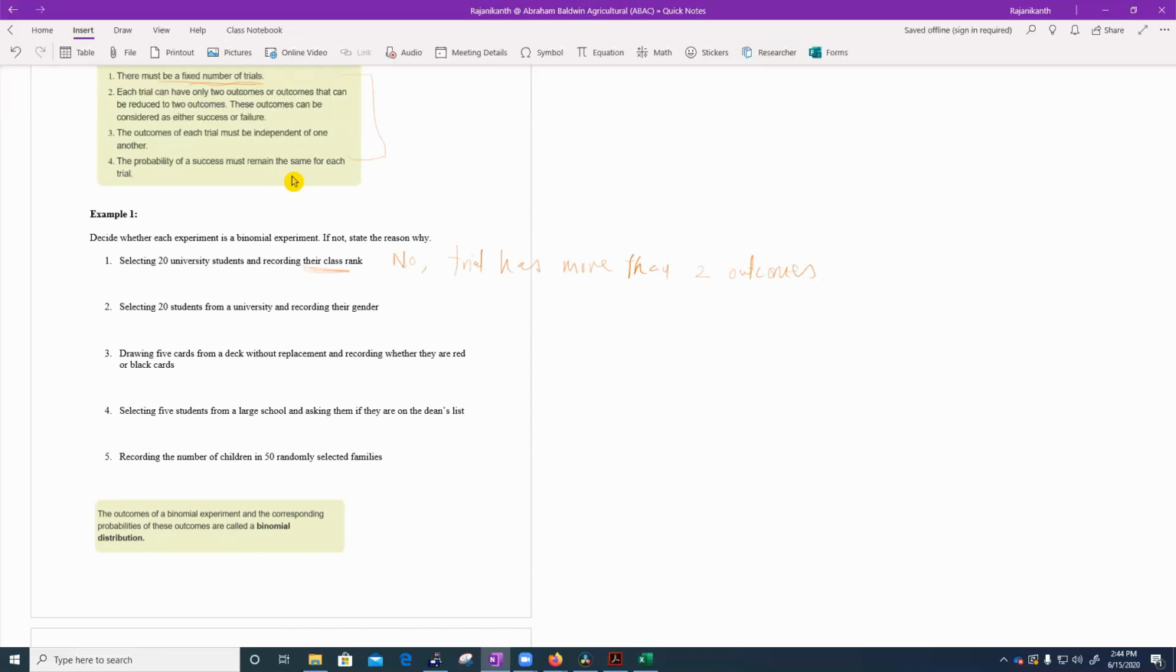If you look at property number 4, the probability for each trial should be the same. Yes, correct. We are looking at the sex of the student, so there is a fixed half chance of choosing male or female. Therefore, it is fixed for all 20 trials. Therefore, problem number 2 satisfies all four conditions. Yes, it is binomial.